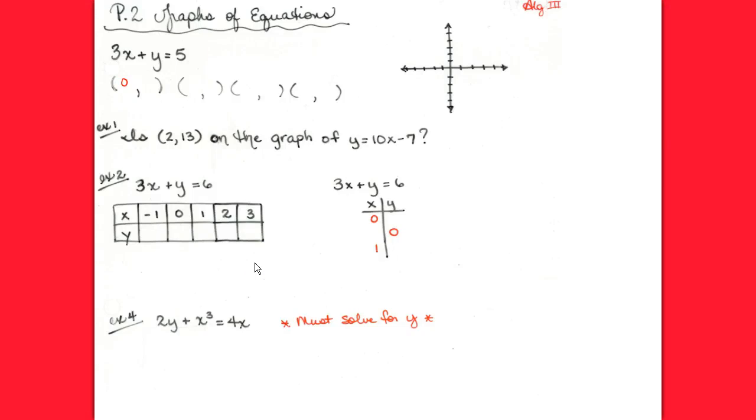P.2, page 14, graphs of equations. All right, we start off with a couple of bold print terms that are important here. The first one is solution point, and we actually talked about that in the last half of section P1.